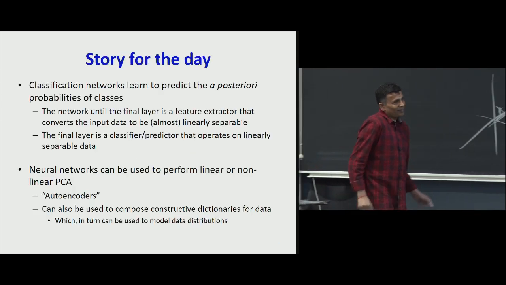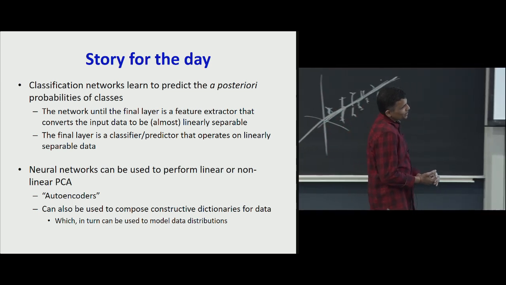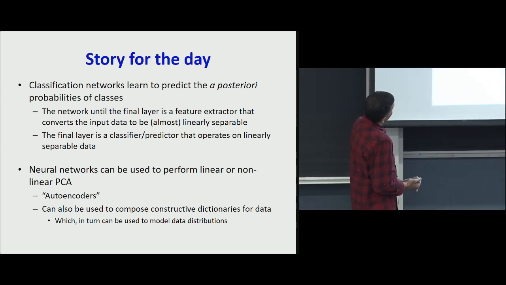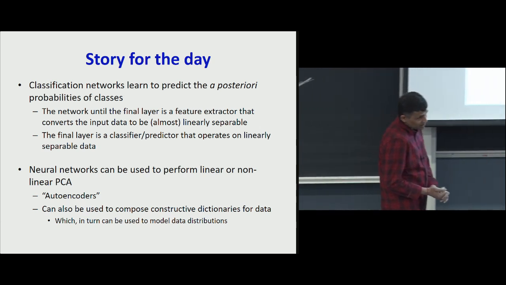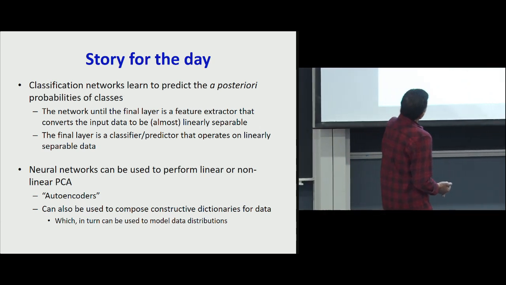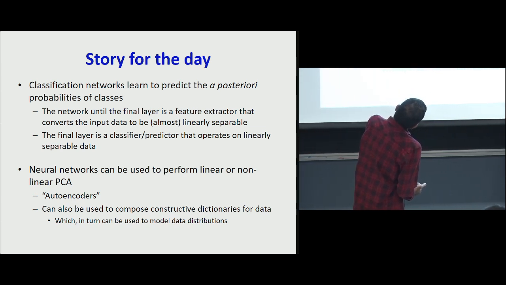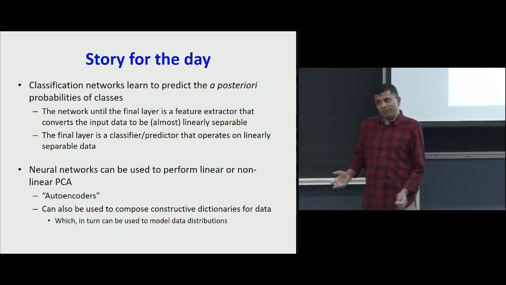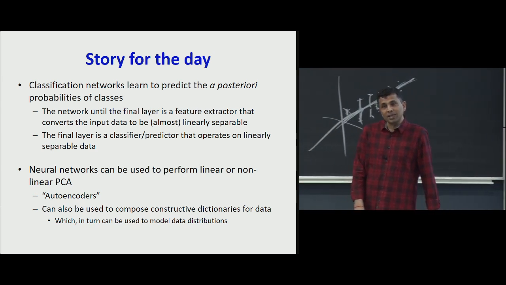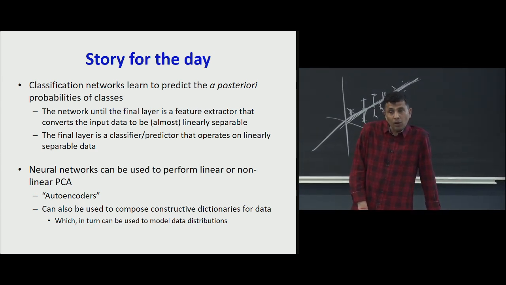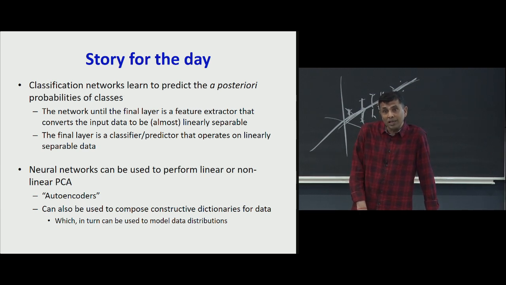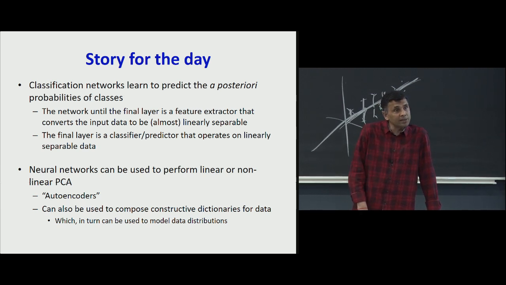Anyway, just an interesting little application. So, closing. The story for the day: classification networks learn to predict a posteriori probabilities of the classes. The network until the final layer is a feature extractor that converts input data to be almost linearly separable. And then the final layer is a classifier or predictor that operates on these nearly linearly separable data to either perform classification or to compute the a posteriori probability of the classes.